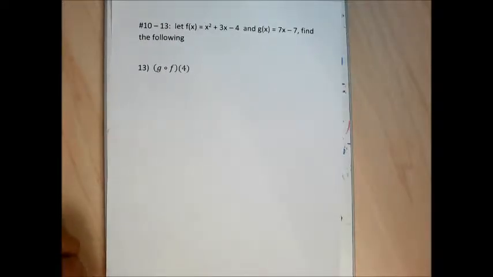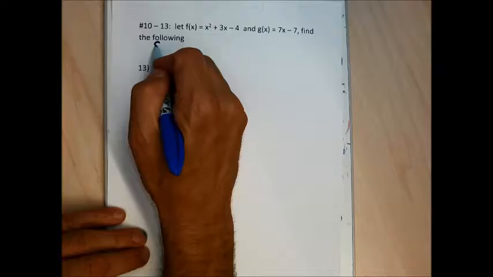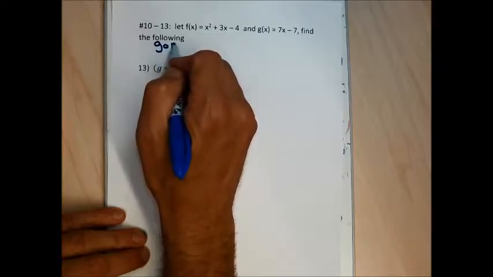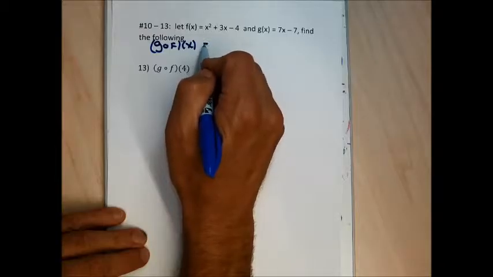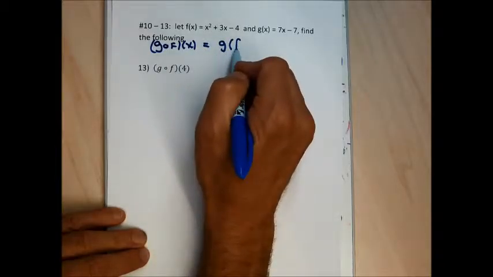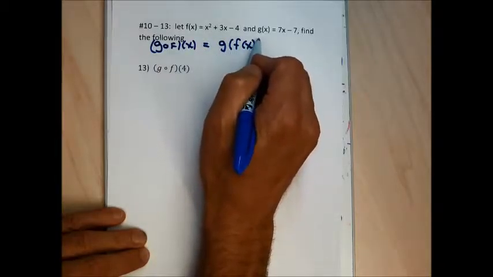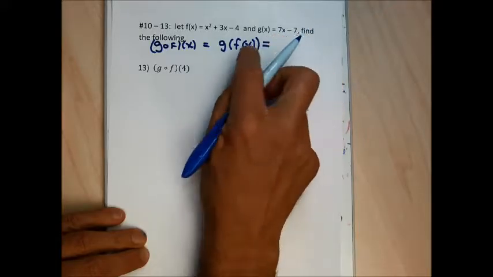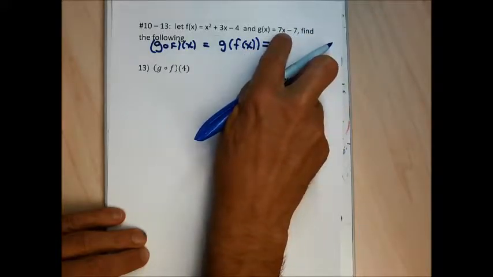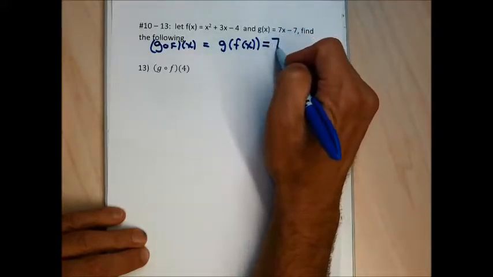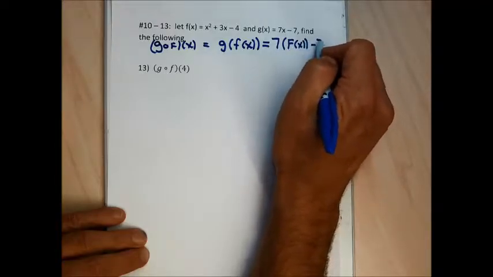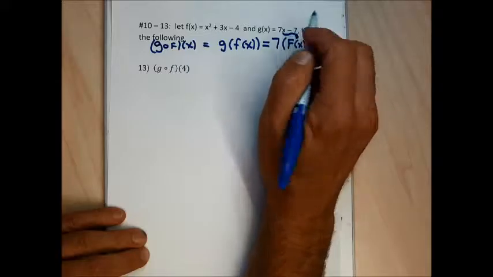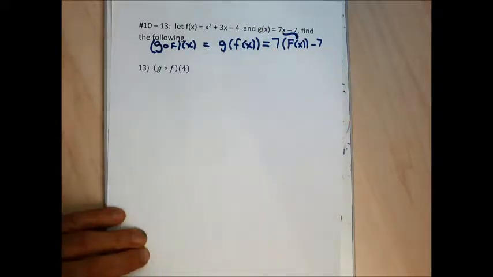13 wants me to find g composed with f of 4. So the first thing I'm going to find is g composed with f of x. And g composed with f of x is g of f of x. And that I do by changing in the g function. I change the x to f of x. So that's going to be 7 times f of x minus 7. Just changing that x in the g function to f of x.